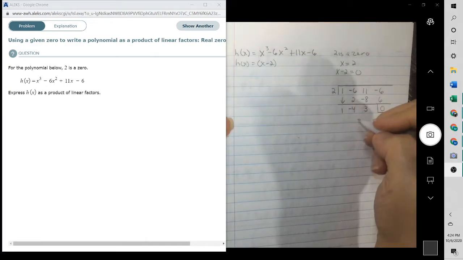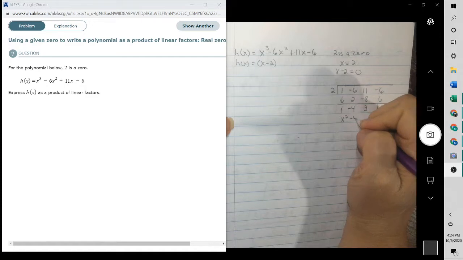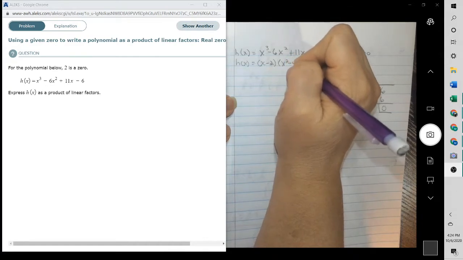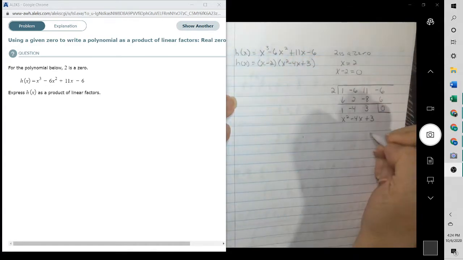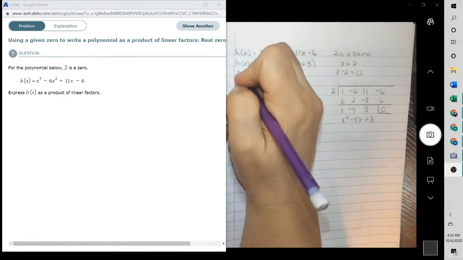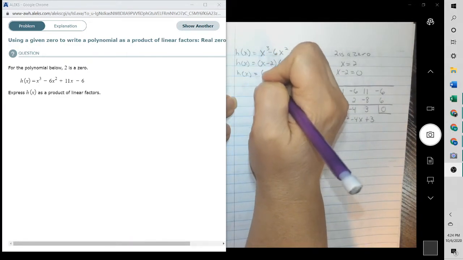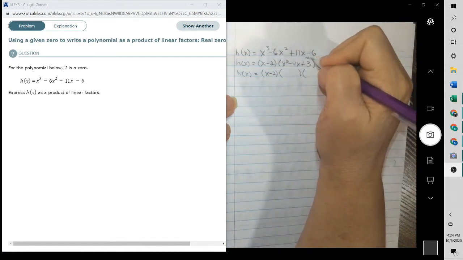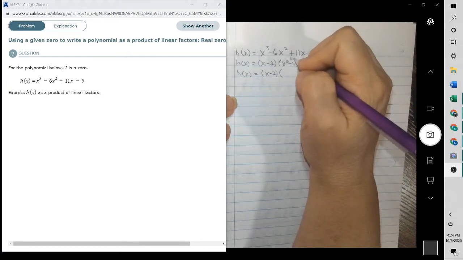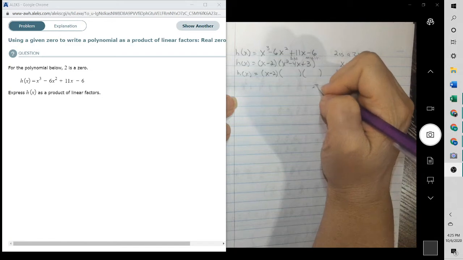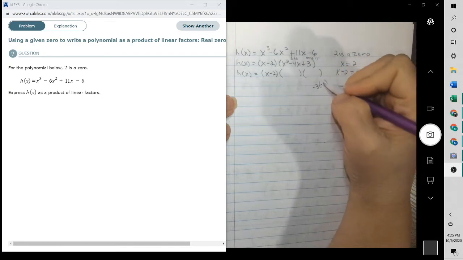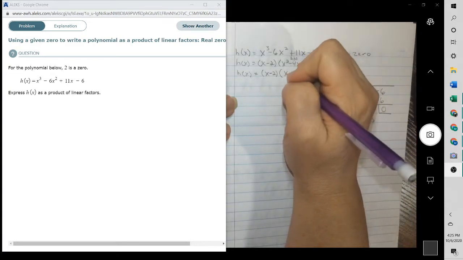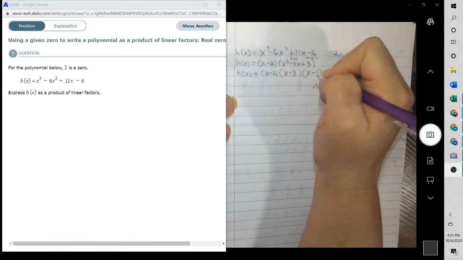This was x cubed, so this becomes x squared minus 4x plus 3. Well, this will factor further. We need two numbers that when we multiply we get 3, that when we add we get -4. And that would be -3 times -1. When you multiply you get the +3. When you add you get the -4, x minus 3, and x minus 1.